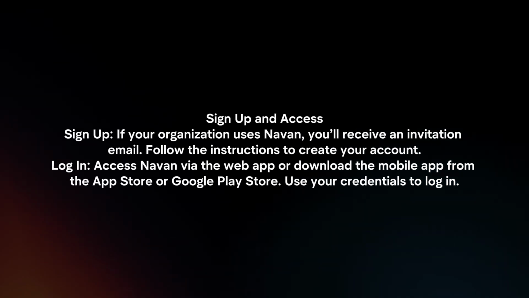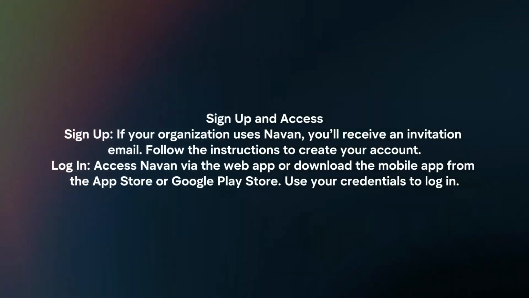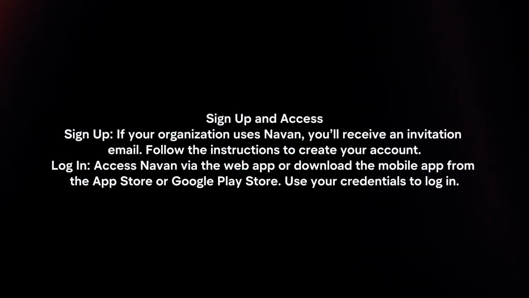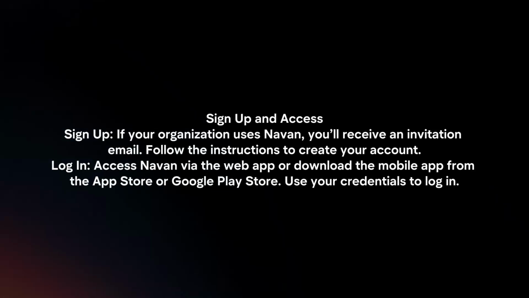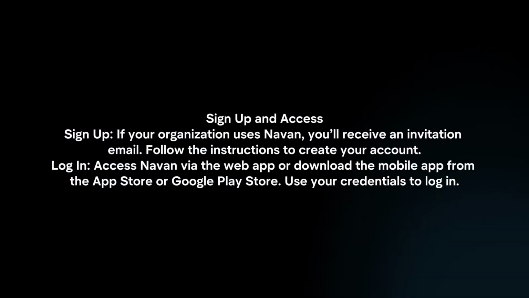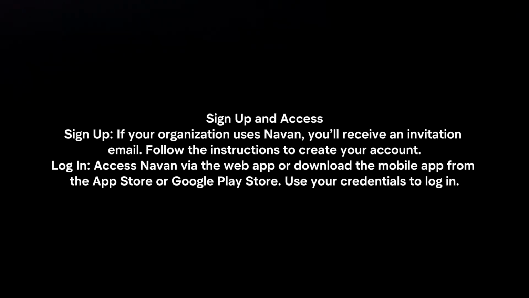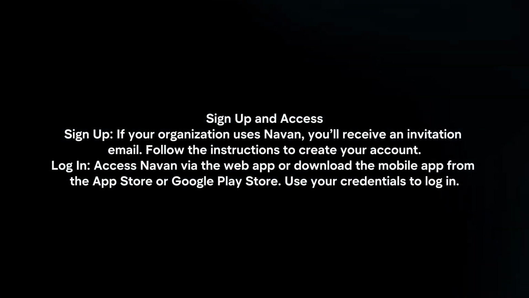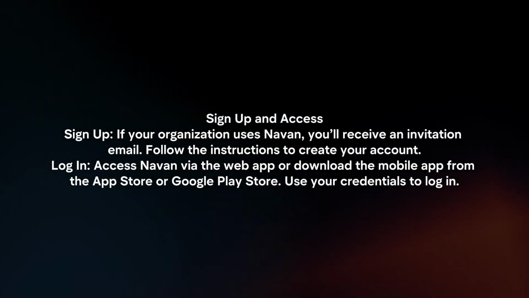Sign up and access. Sign up. If your organization uses Navan, you'll receive an invitation email. Follow the instructions to create your account. Log in. Access Navan via the web app or download the mobile app from the App Store or Google Play Store. Use your credentials to log in.